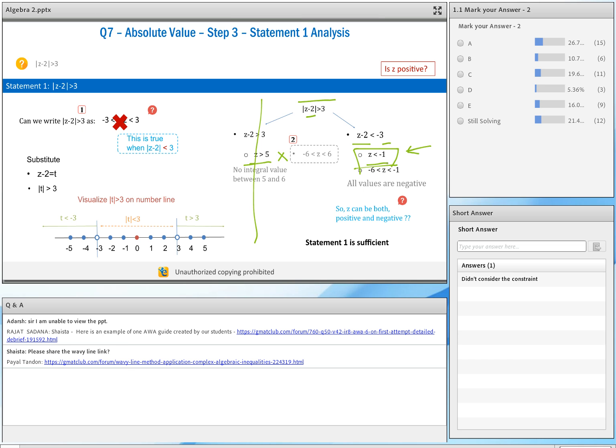Now tell me, for those of you who selected choices C and E, why did you reject statement 1? Why did you think that statement 1 is not sufficient? Didn't consider the constraint. Okay. So you didn't consider the information that was given to you in the question statement.